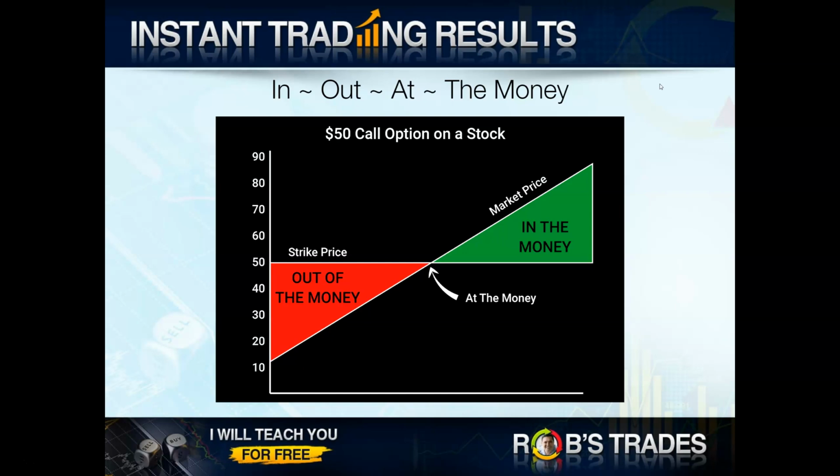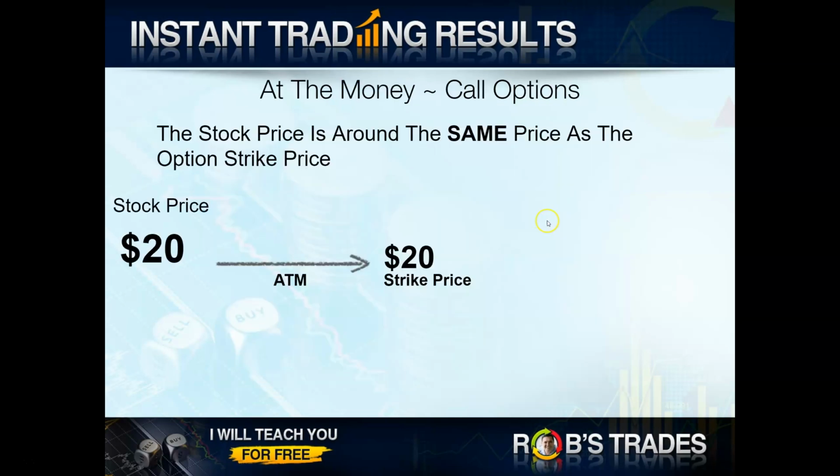Look on the left-hand side here. You can see the strike price at $50. So if the stock is below the strike price here, you're going to be out of the money. Okay, if it's higher, then you're going to be in the money. So let's look at that a little bit deeper.